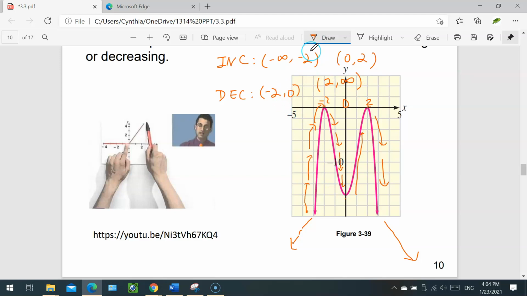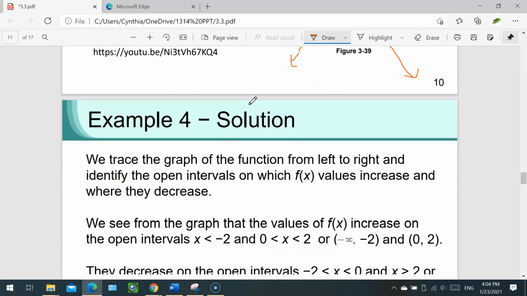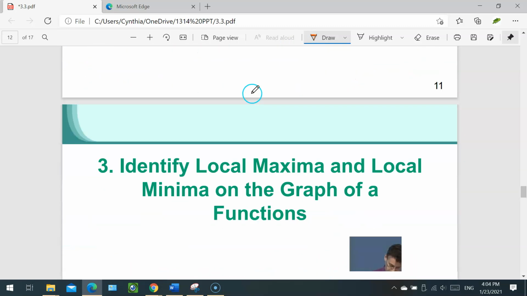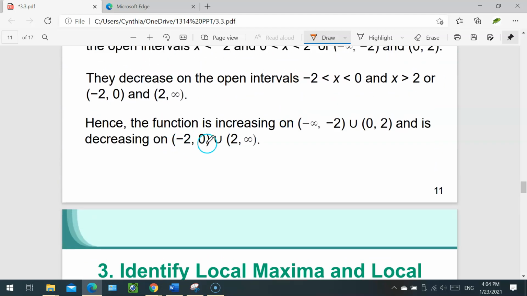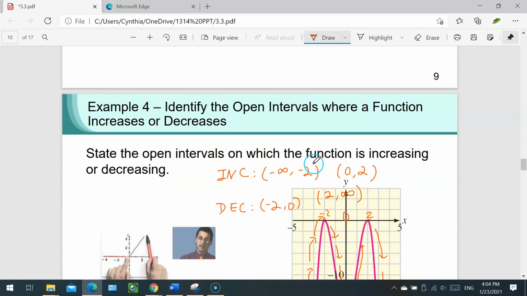So this is the way you record the increasing or decreasing interval. Okay, I forgot to put a union here. So put the union.